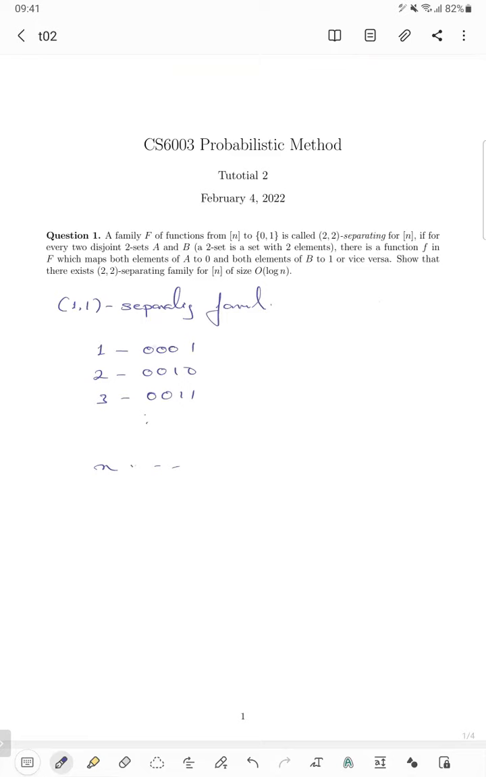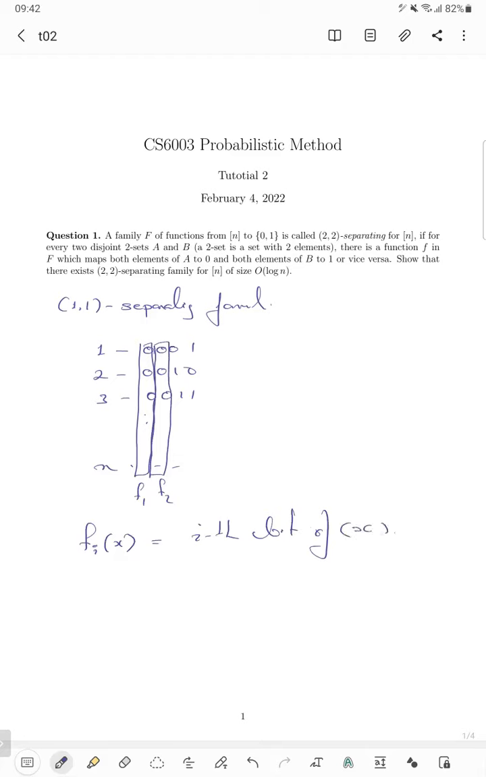Now, my functions are the following. This is my function f1, the first bit position. This is my second function f2. So what is fi of x? fi of x is equal to the ith bit of x represented in binary. So fi of x is nothing but you just express this number x in binary and take the ith bit. I claim that this is a 1,1 separating family.